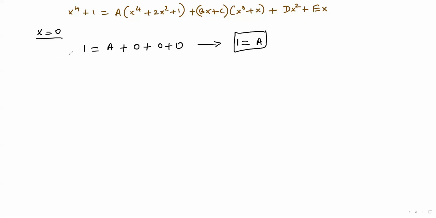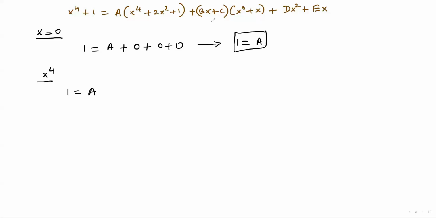Now to get the other values, I'm going to compare the coefficients of x⁴. Because we have x⁴ on the left side, the coefficient of x⁴ on the left side is just 1. On the right side, if I look at the first term carefully, when I distribute this a to x⁴, it will be ax⁴. So here the coefficient of x⁴ is just a from the first term. Even if we distribute a to the other terms here, I won't be getting any term which contains x⁴, so we can ignore the other terms.